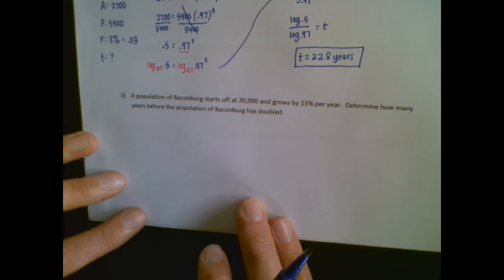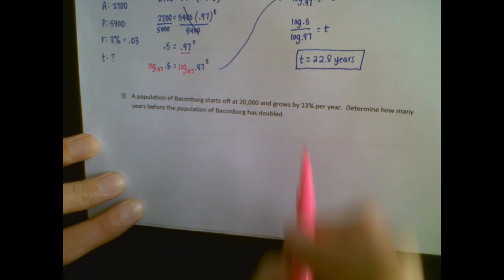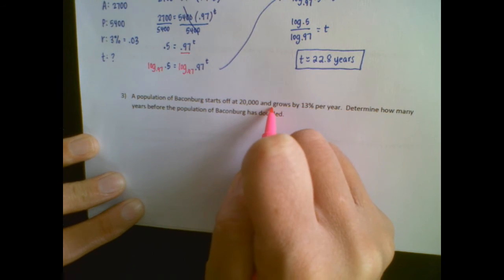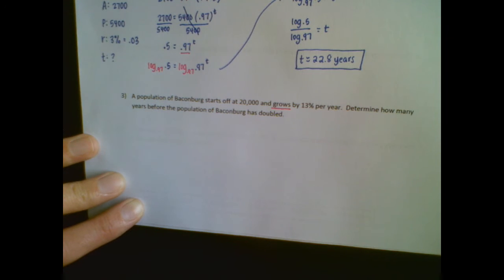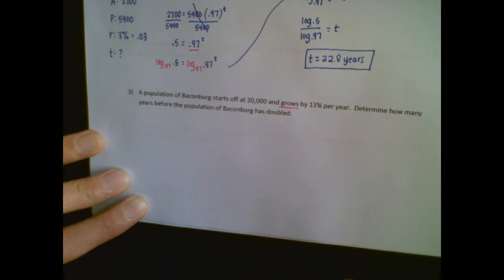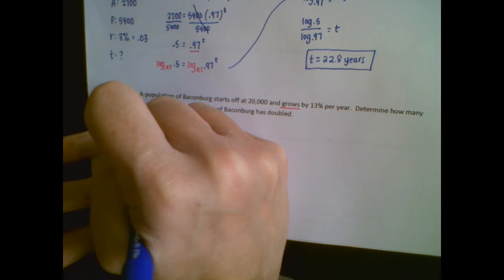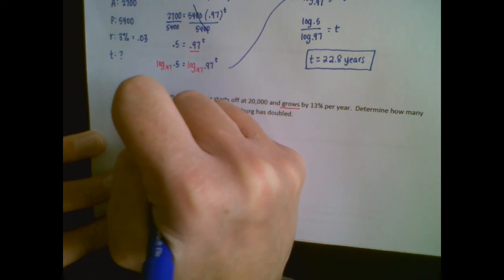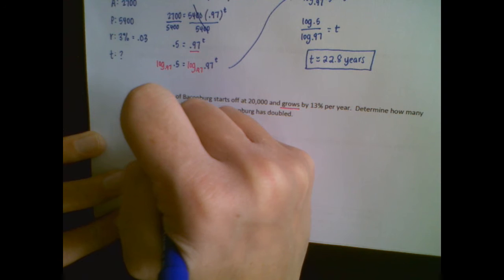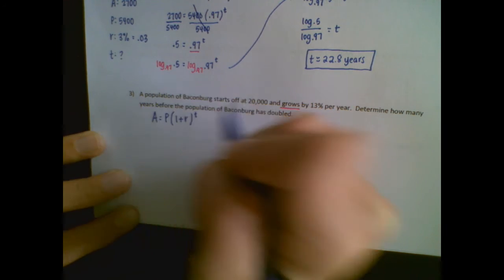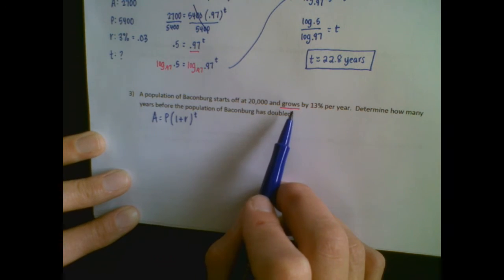The third example is going to be talking about growth. So a population of Baconburg starts off at 20,000 and grows by 13% each year. And grows is our keyword here. We want to determine how many years before the population of Baconburg has doubled. So if we're talking about exponential growth, we're using the model A is equal to P times 1 plus R to the T. And we're using a plus because we're growing.